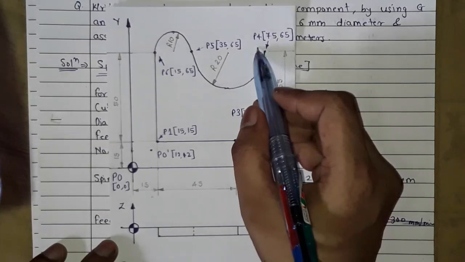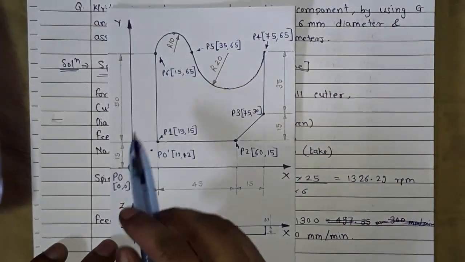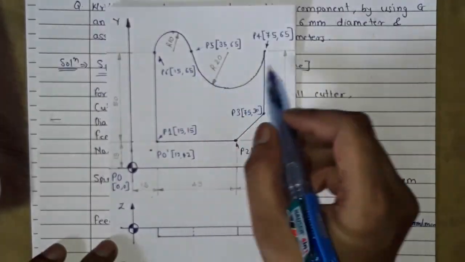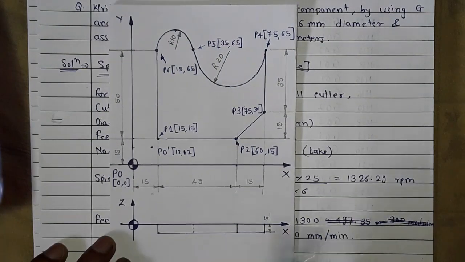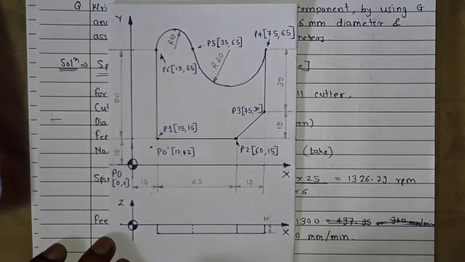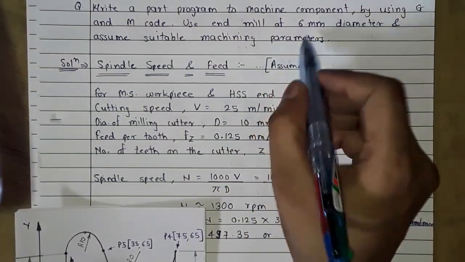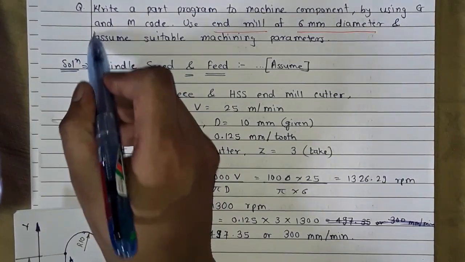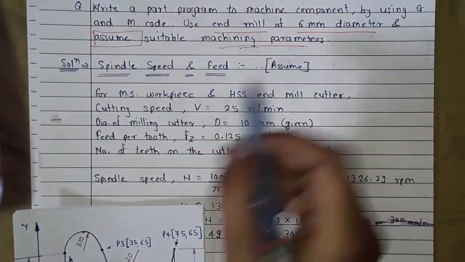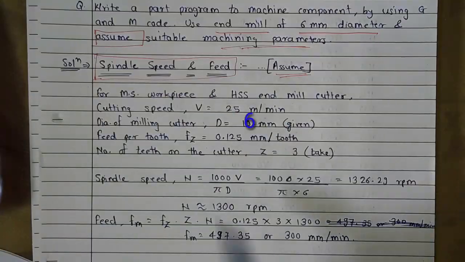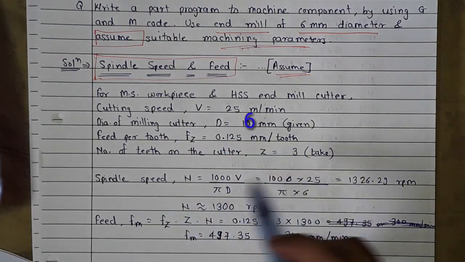Similarly, the P3, P4, P5 and P6 coordinates have been calculated here, and this is the radius of this half circle. This is the XY axis and this is the XZ axis. This is the question where we have an end mill diameter of 6 mm and we need to assume suitable machining parameters. As per the question, we have assumed spindle speed and feed. All that data we have assumed. You can pause the video and read and understand it easily.